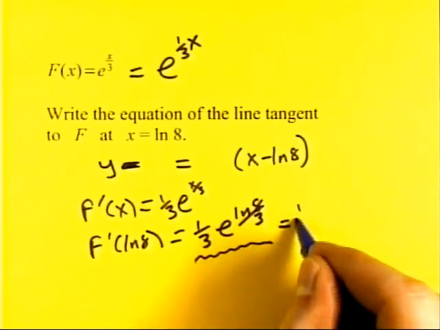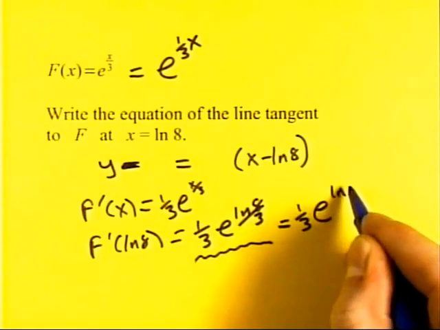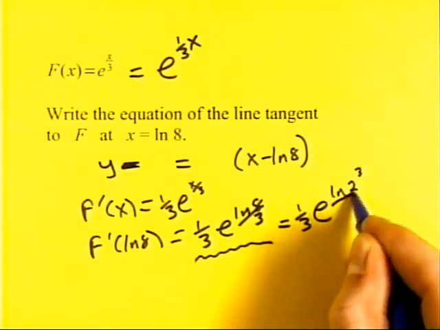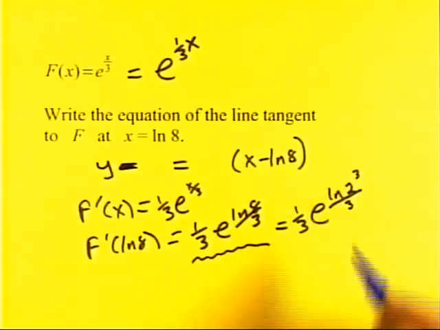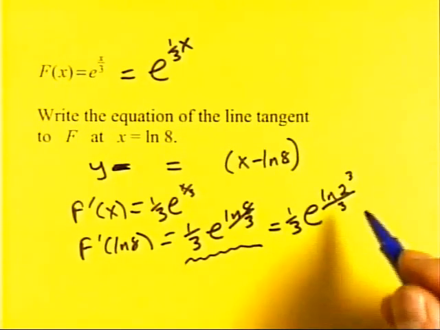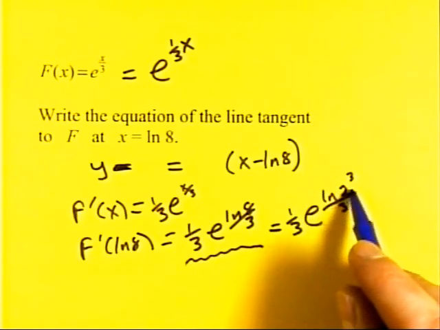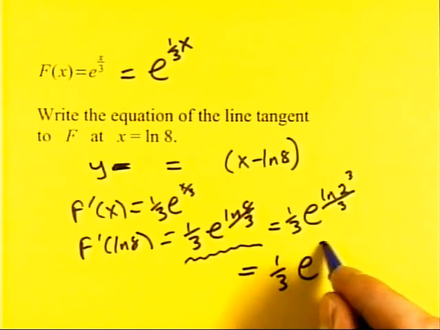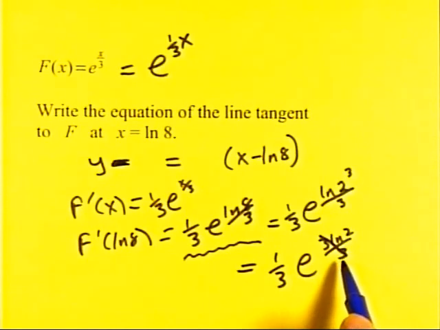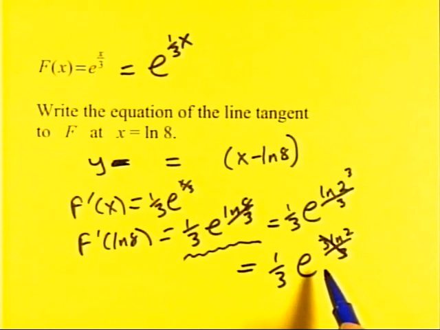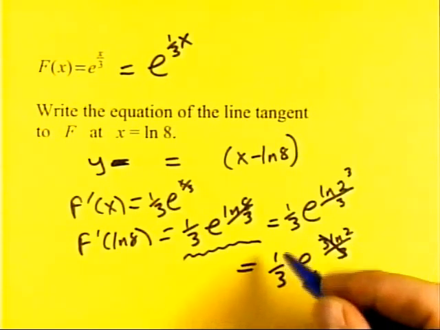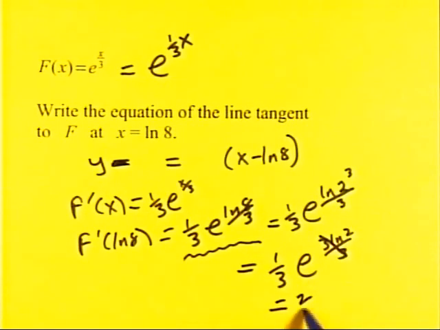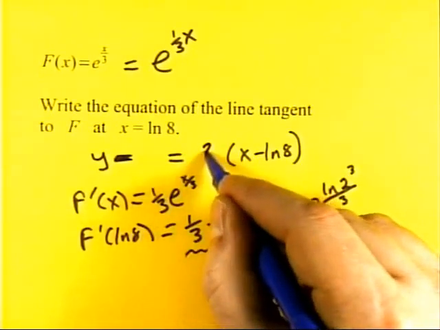I'm gonna rewrite this as e to the natural log of 2 cubed divided by 3, because 8 is the same thing as 2 cubed. So how can we simplify natural log of 2 cubed? Bring the 3 to the front, and then they cancel out. So we have 1/3 e to the natural log of 2. The e and the natural log cancel out. So this answer is just 1/3 times 2, or 2/3. So that's our slope.